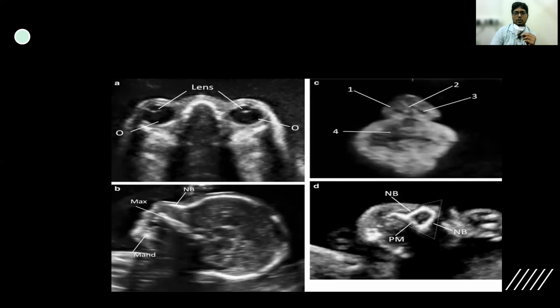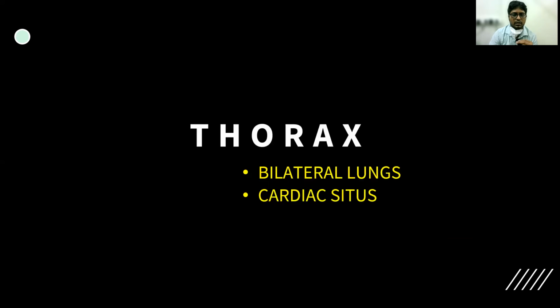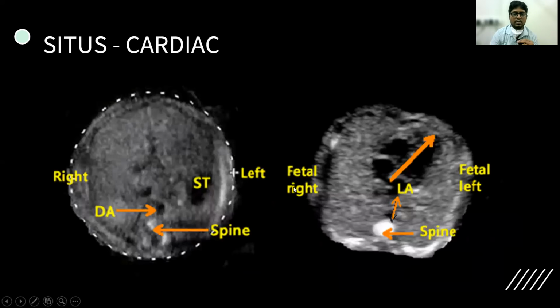As I told you, all these views have to be taken. But the most three important views are the profile view, the nose mouth view, and the orbital view. The PMT line is not that important, but we can calculate that as well. Next, coming to the thorax. We should see bilateral lungs and the cardiac situs in the thorax.